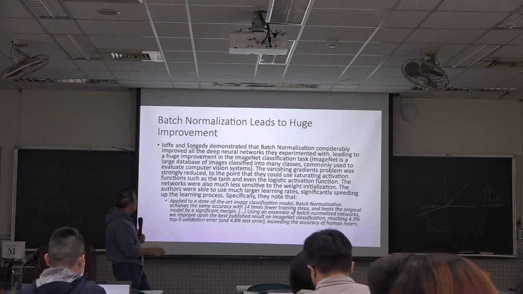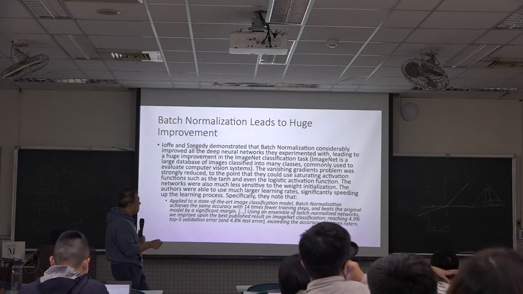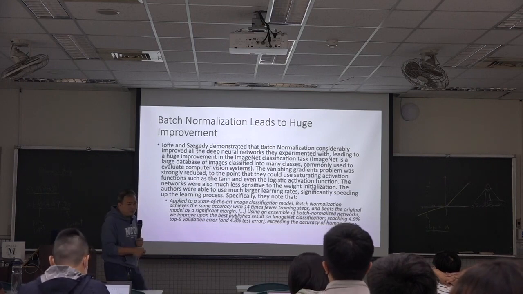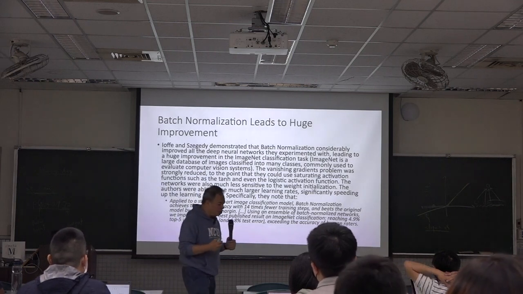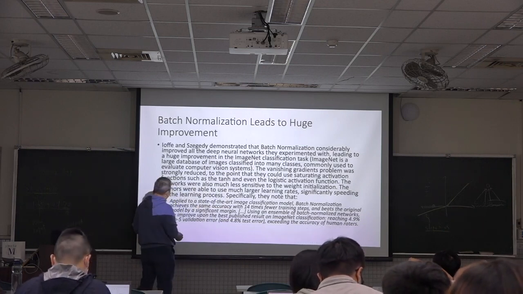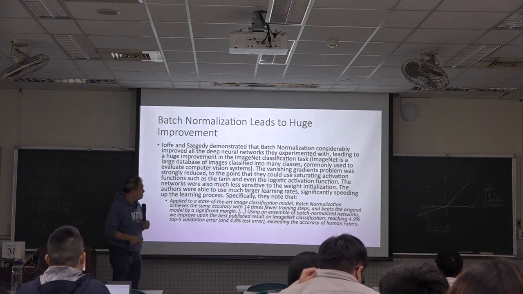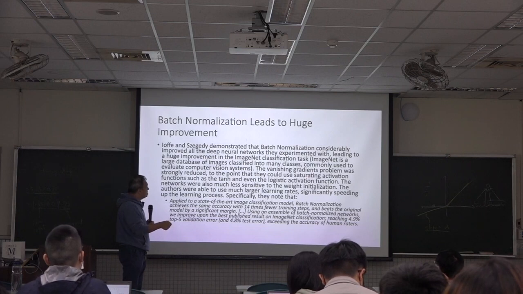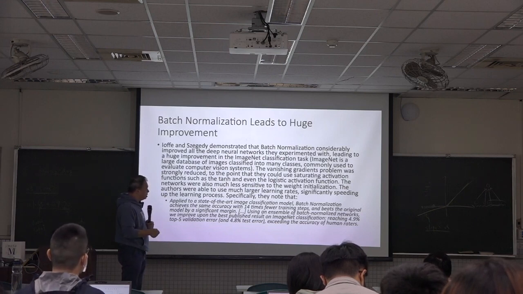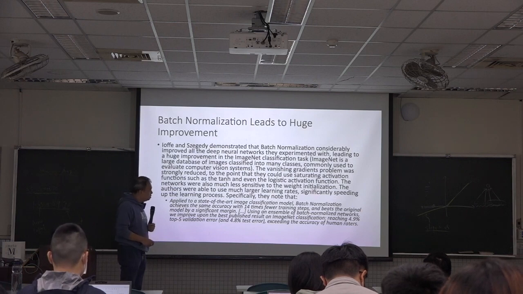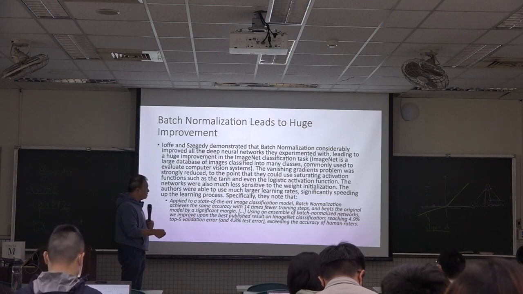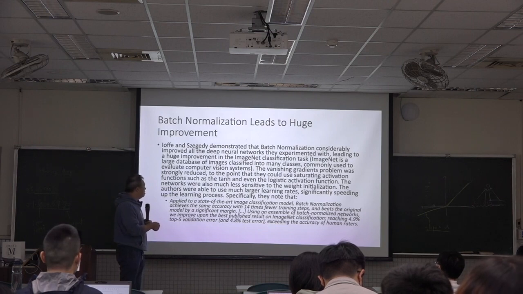So the vanishing gradient problem was strongly reduced, to a point that they could even use saturating activation functions such as hyperbolic tangent and the logistic activation function. If they use batch normalization, they can use tanh, logistic, or sigmoid without worrying about the vanishing gradient problem. This is a very, very powerful technique. The networks were also much less sensitive to the weight initialization. Even if you don't use a particular weight initialization, it's still fine. The authors were also able to use much larger learning rates, significantly speeding up the learning process.